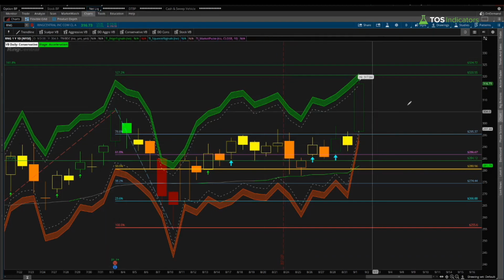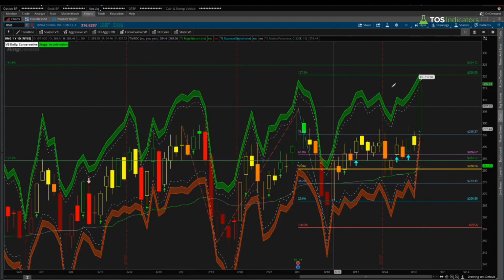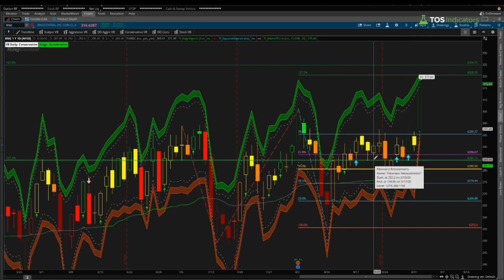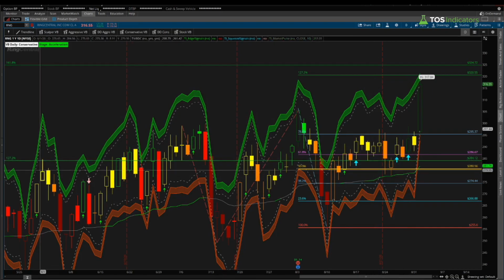So anyways, that's the trade recap in Ring Central. Hopefully this gives you an idea of not only how the options pricing moved in just a 2-day span, but also how you can use the squeeze signals along with the volatility box to really find some nice setups in which you're really trying to find confluences of multiple different factors and then having some pretty nice profits.